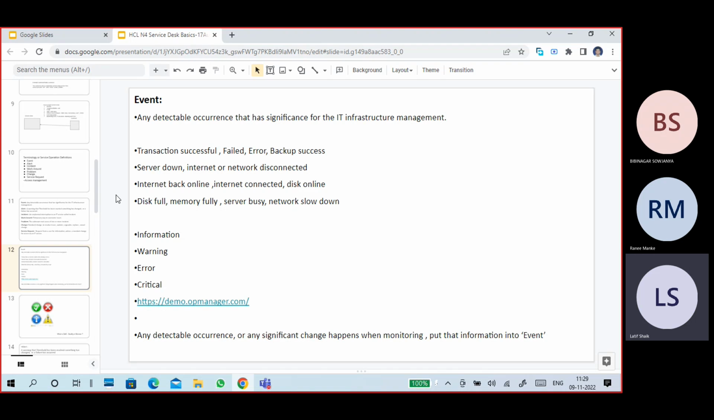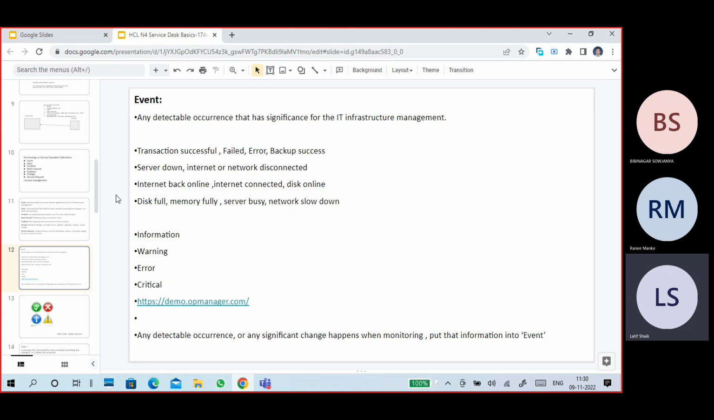Information, warning, errors. What are the errors? Error means your system is not down. Service is down. Server is down. Network is disconnected. Internet is disconnected. Backup is failed. Transaction is failed. Download is failed. Errors. Warnings. Sorry. So that is the error part I am telling. Okay, that comes under events like that.